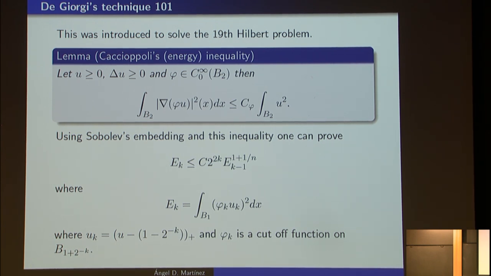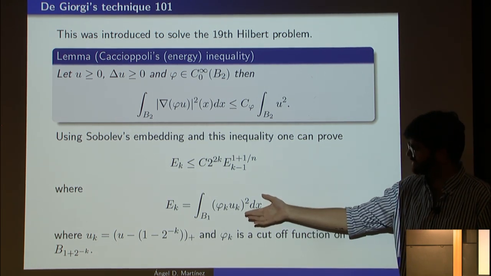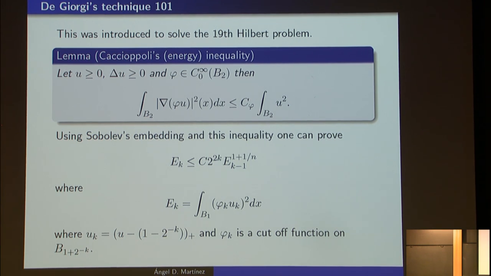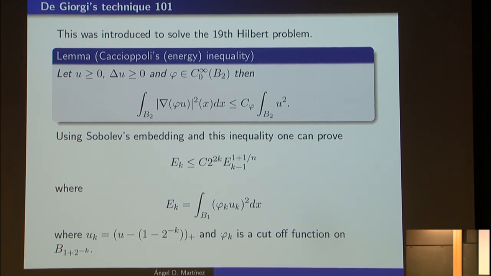The energy that we are considering is this L2-based energy. Probably this should be a 2, sorry. We're just cutting u_k: u_k is what remains above this level, and we're cutting it here in space. These balls are shrinking, and the limiting ball is going to be the unit ball here. These levels are going up to 1. Now the question is, if I find something here, imagine that this is 1, I want to prove that there is nothing left. Essentially, I want to prove that u is below 1.